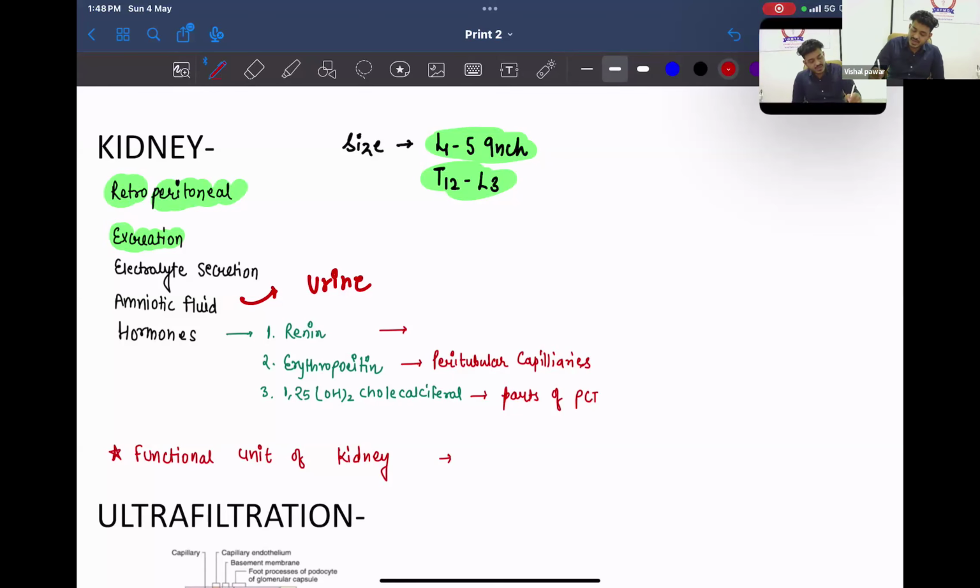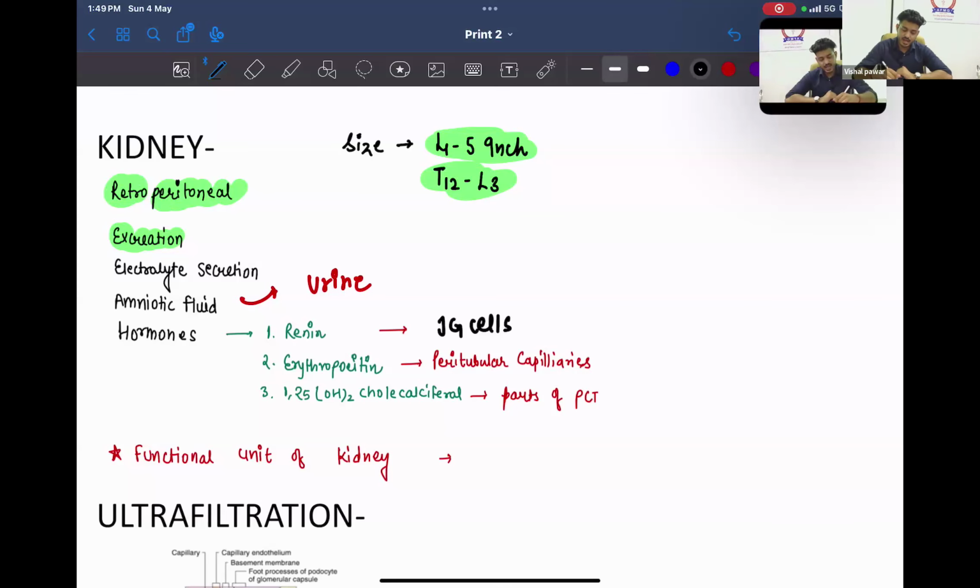What are the hormones we are having? The hormone we are having is going to be renin, and this renin is responsible for what? This is going to come from which cells? JG cells. This is going to come from juxtaglomerular cells or paraglomerular cells. Juxta or para means same. This is going to be nearby.